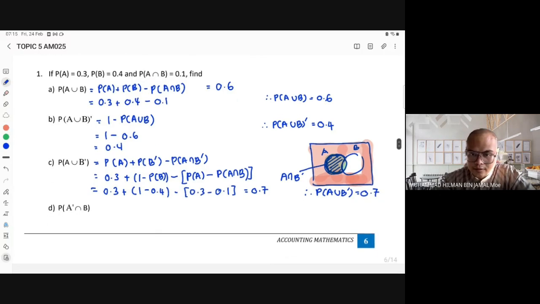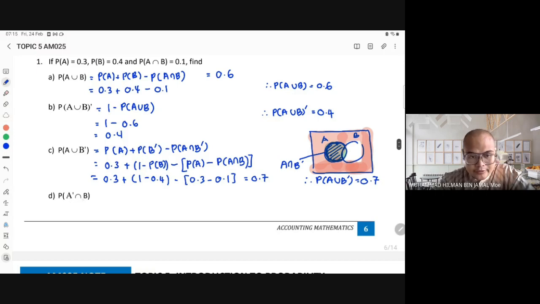Okay, next we have probability of A prime intersect dengan B. Okay, so this one pun kita tak tahu dia punya nilai. Kalau guna ni PA prime tambah PB tolak A prime union B. Okay, so yang ini pun kita boleh gunakan Venn diagram, benda yang samalah A and B.